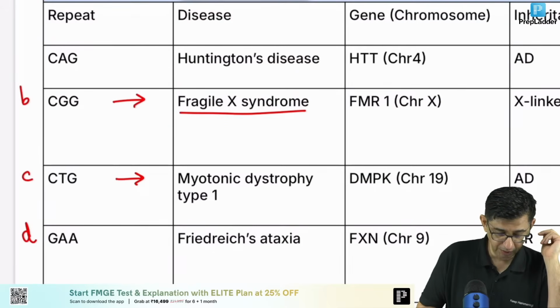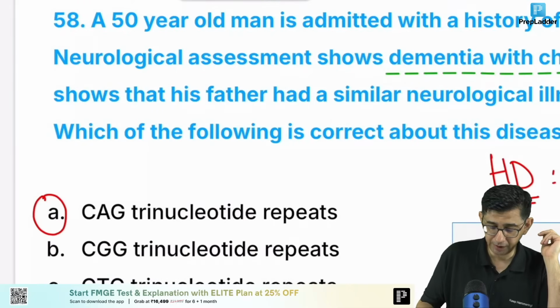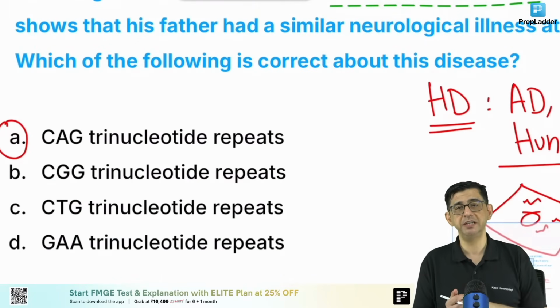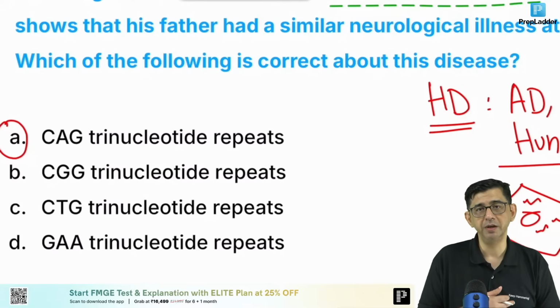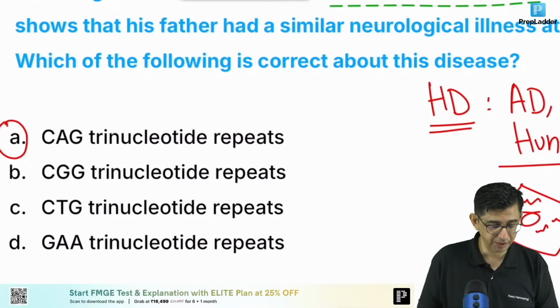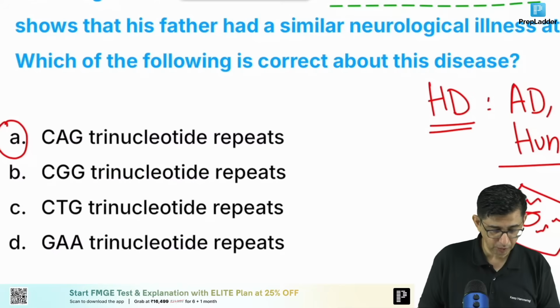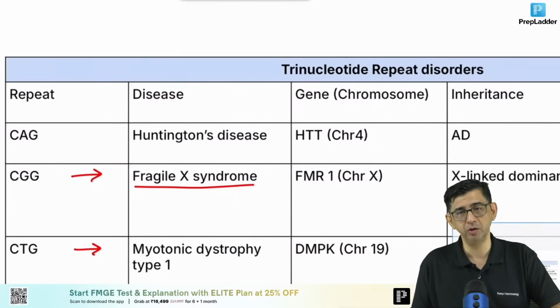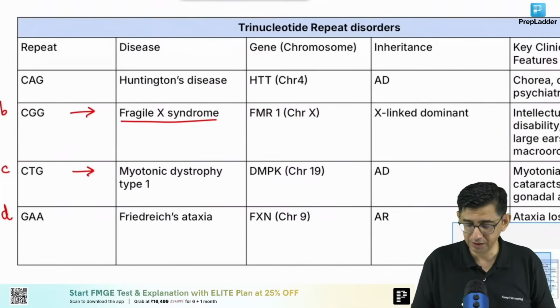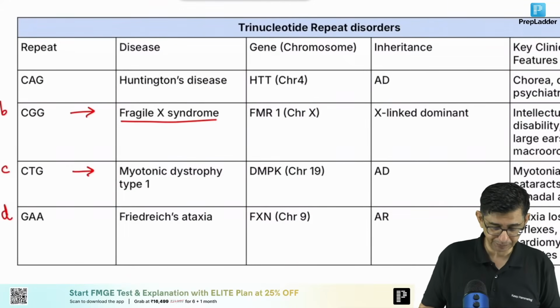The correct answer in this particular case is option A, and the remaining options are what I mentioned: CGG for Fragile X, CTG for myotonic dystrophy, and GAA trinucleotides. That would be for the last entry, that is Friedreich ataxia. Good options, Nikhil. Good job. And you guys are doing a great job remembering these details, including the genes, which are asked for this condition.